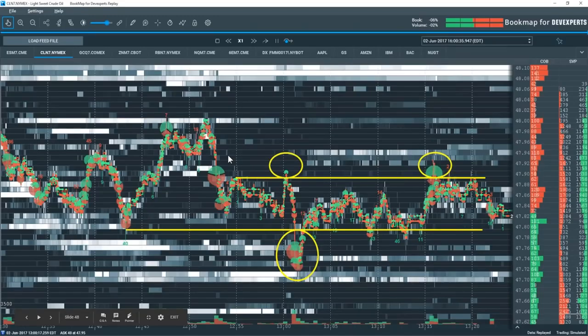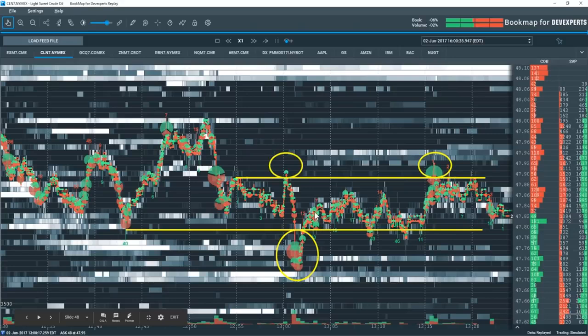Okay. Now here's an example of rejection. Okay, and we can see that this is again oil, that we have a range situation developing here. We sweep down into a lower level, but we return right back into the range. Okay, so you can also play it that way.